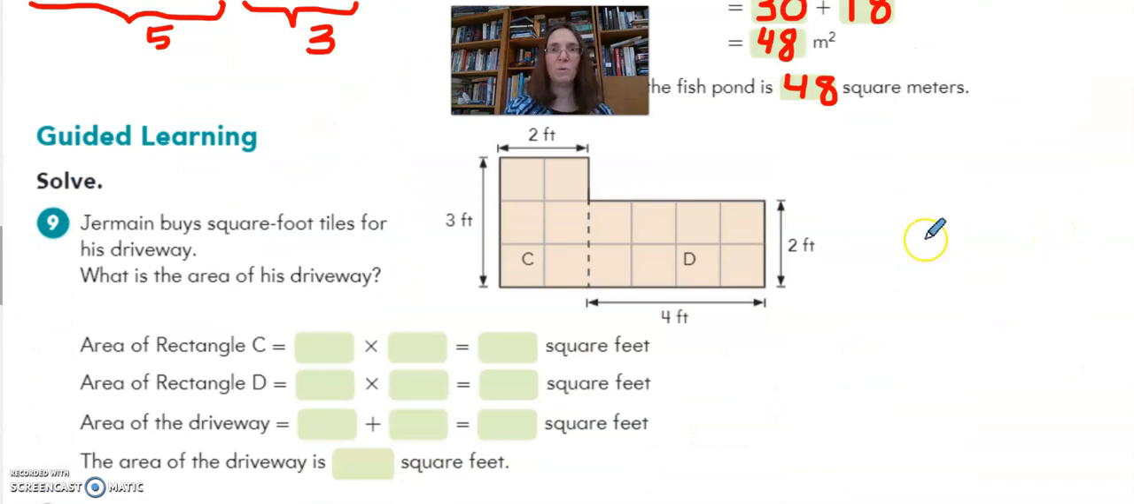Let's see. Ooh, this is a new one. So it says, Jermaine buys square foot tiles for his driveway. What is the area of his driveway?